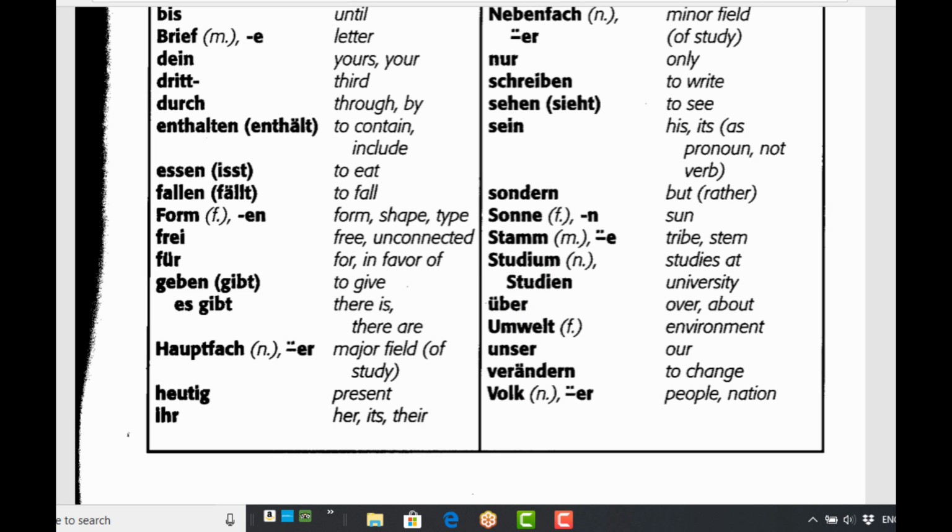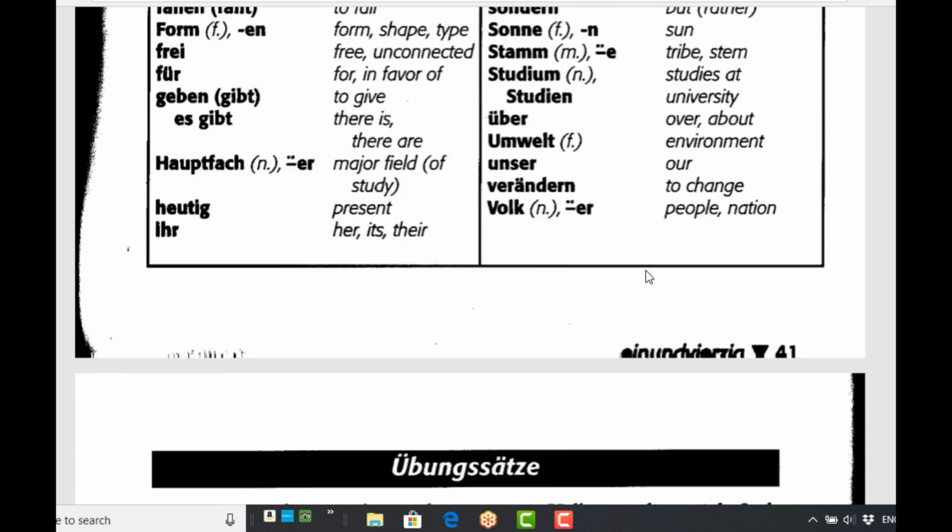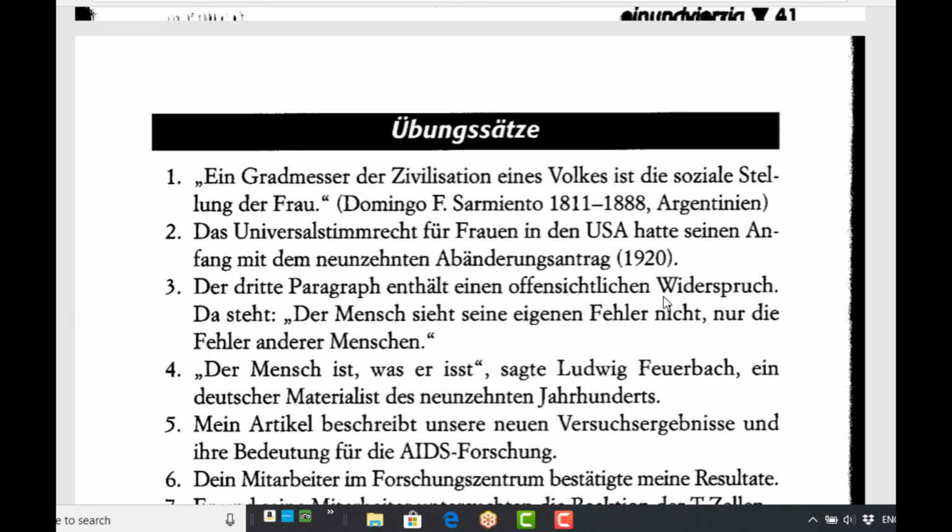Okay, so let's take a look at the example sentences, and we're just doing a few here. We're going to pick up sample sentences from exercises 1, 10, and 11. So let's read this one a little bit together. Ein Gradmesser der Zivilisation eines Volkes ist die soziale Stellung der Frau.